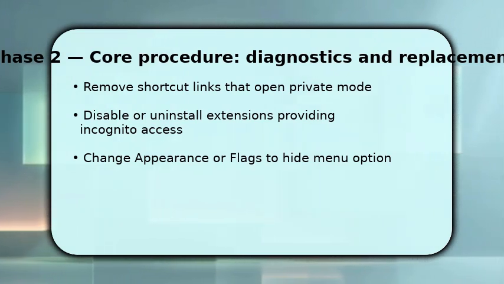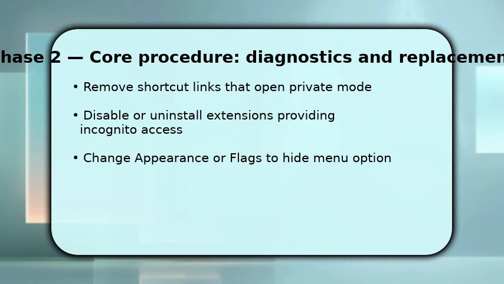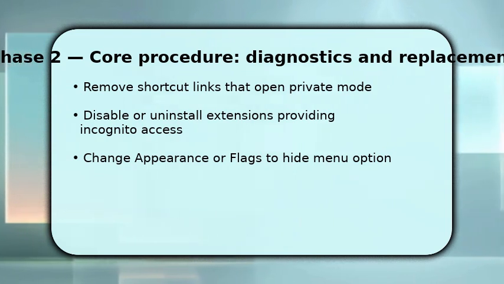Right-click, open Properties, and remove any incognito flag. Once done, go to Brave//Extensions and disable or uninstall any extension that forces incognito. Make sure to toggle off Allow in incognito where needed. Then open Settings, choose Appearance, and toggle features that surface private mode.